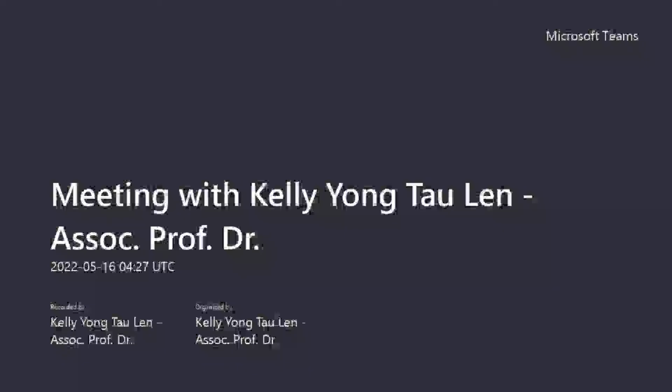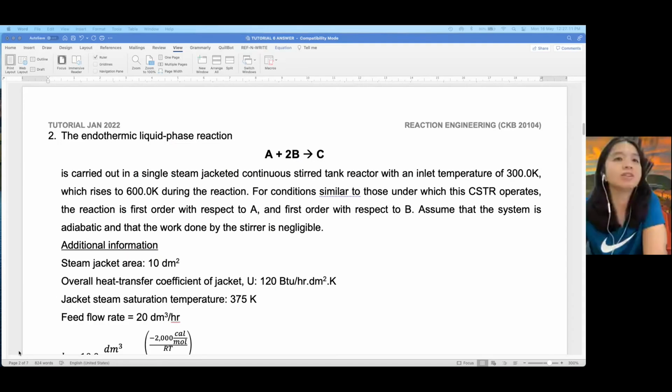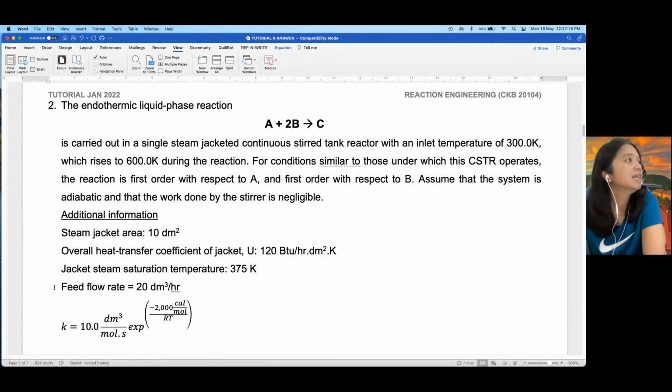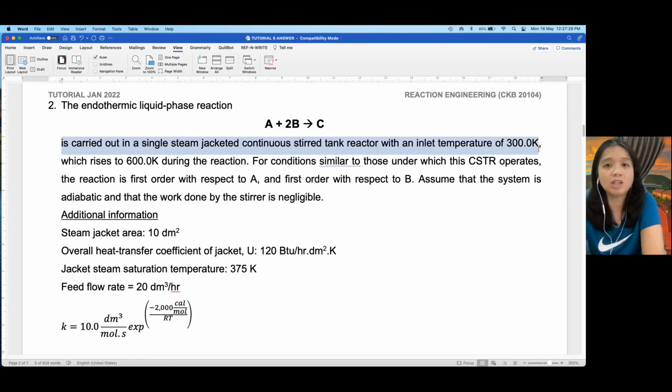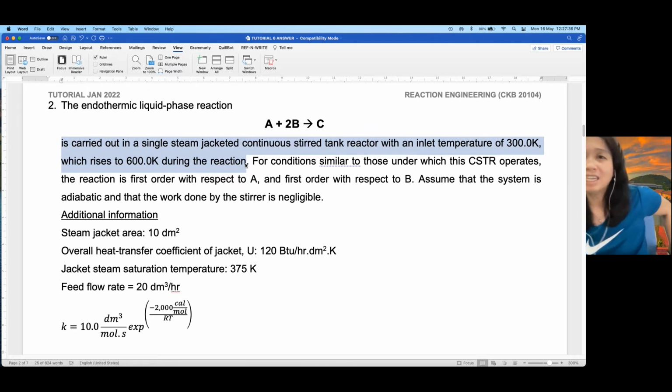Question number 2, right? So question number 2 is as follows. Okay, you can see the question. The endothermic liquid phase reaction of A with 2B to produce C is carried out in a single steam jacketed CSTR with an inlet temperature of 300 Kelvin, which rises to 600 Kelvin during the reaction. Okay, so you can see this is something different, right? The sentence. So first of all, it is a CSTR.